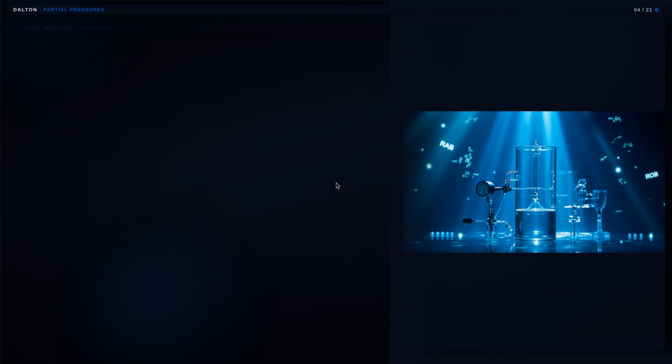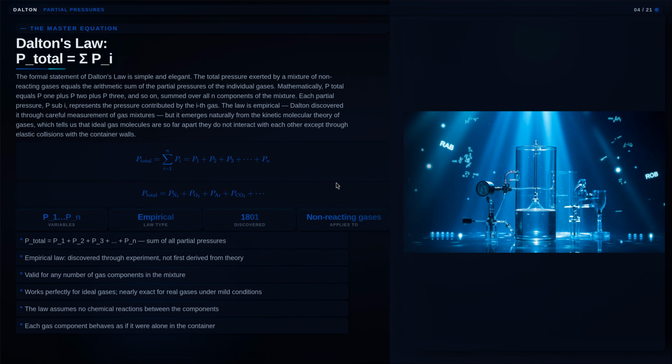Here is the master equation. The total pressure exerted by a mixture of non-reacting gases equals the arithmetic sum of the partial pressures of the individual gases. Mathematically, P total equals P1 plus P2 plus P3, and so on, summed over all n components of the mixture. Each partial pressure, P sub i, represents the pressure contributed by the ith gas.